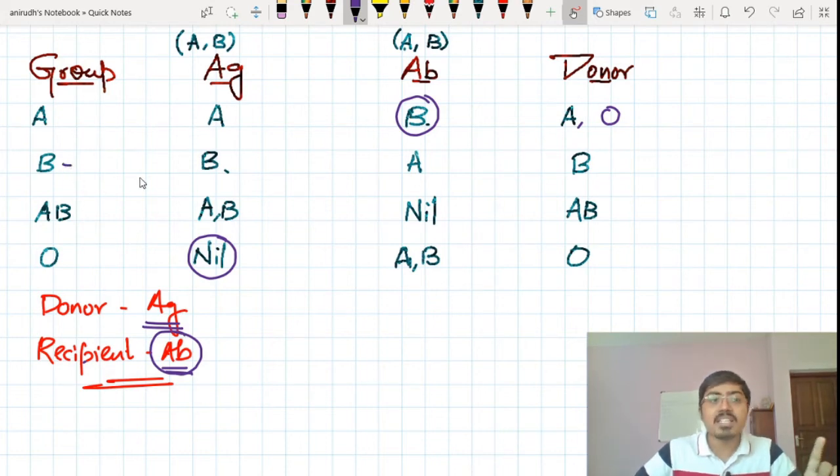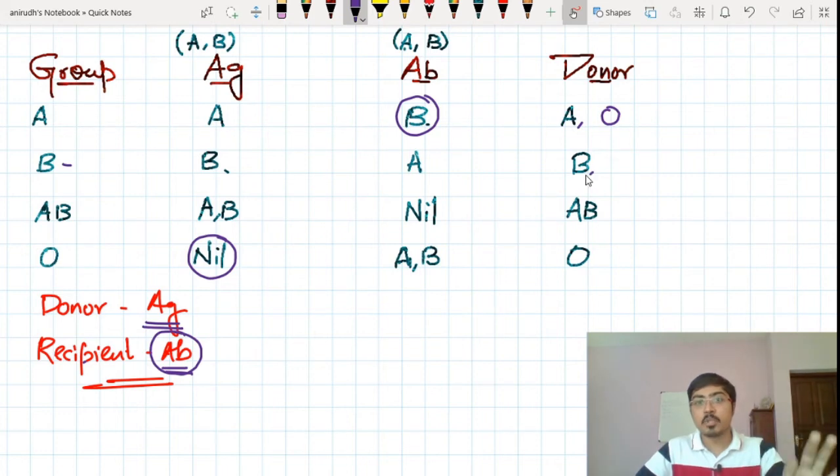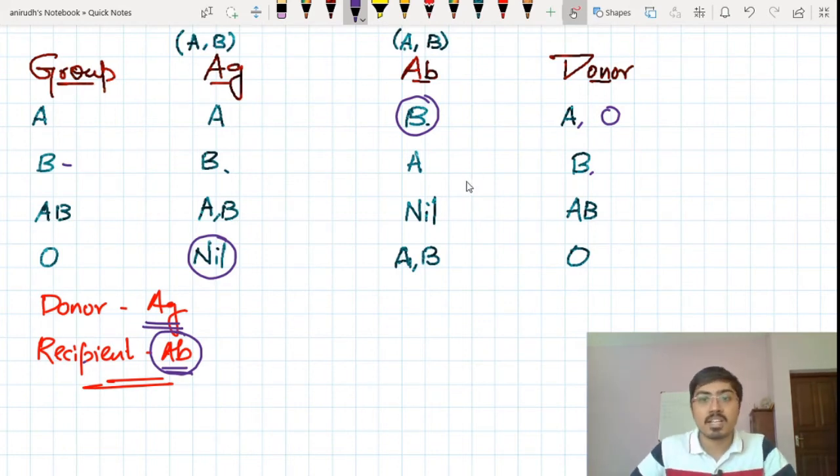If B is the recipient, first possibility, the same blood group donor can give blood to the same blood group recipient. No problem in that. Understandable, isn't it? Now here you have an A antigen here.